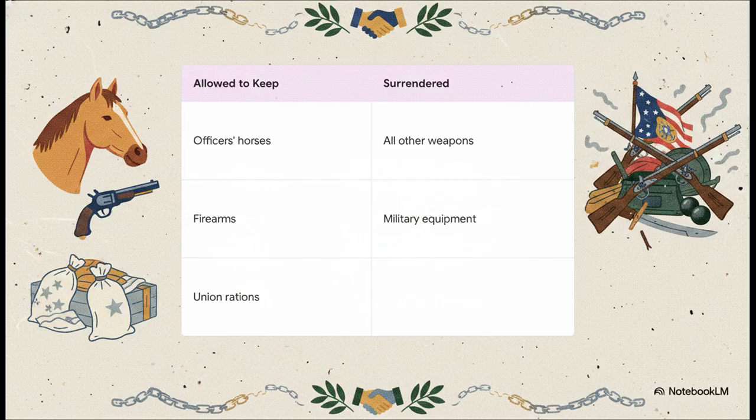Officers and cavalrymen were allowed to keep their horses and sidearms and simply return home. All other military equipment was surrendered. On top of that, Grant actually ordered that Union rations be given to the starving Confederate soldiers. So here's the crucial takeaway. Grant's generous terms were deeply intentional. They weren't designed to humiliate a beaten army. They were designed to treat the Confederates with dignity and respect, kickstarting the unbelievably difficult process of national healing.